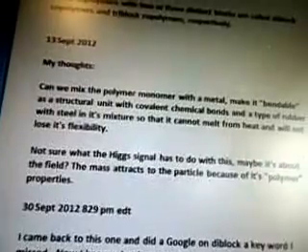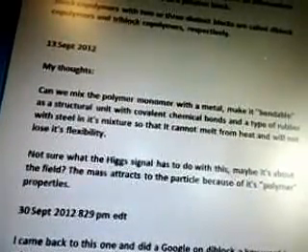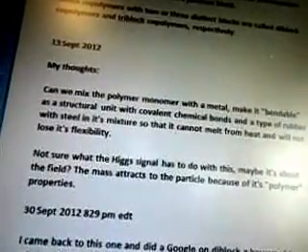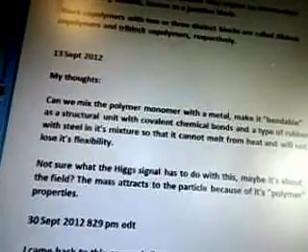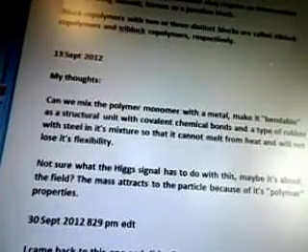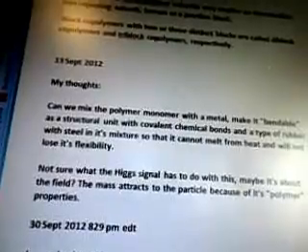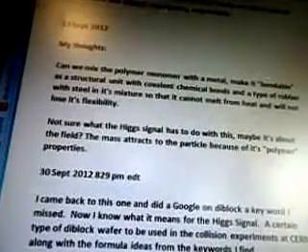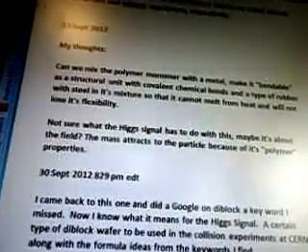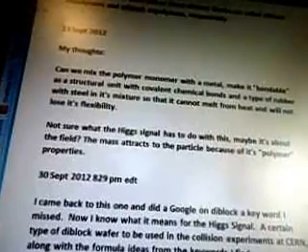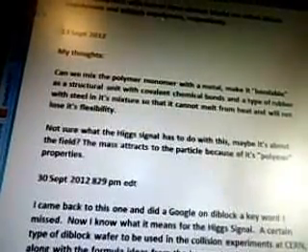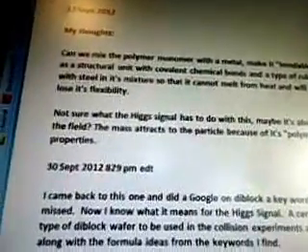Can we mix the polymer monomer with a metal and make it bendable as a structural unit with covalent chemical bonds, and a type of rubber with steel in its mixture so that it cannot melt from heat and will not lose its flexibility? Not sure what the Higgs signal has to do with this. Maybe it's about the field. The mass attracts to the particle because of its polymer properties.